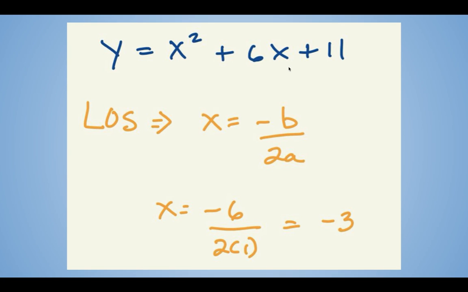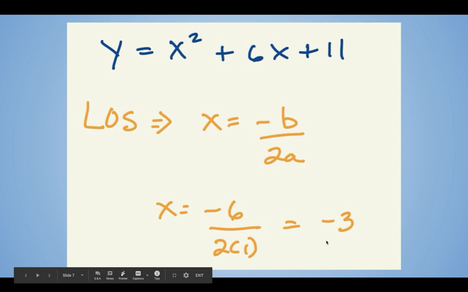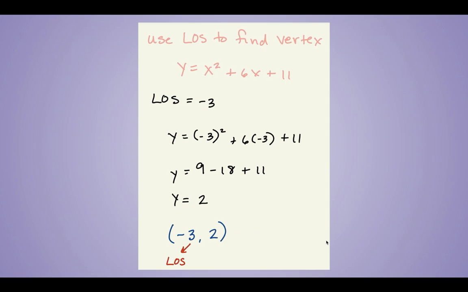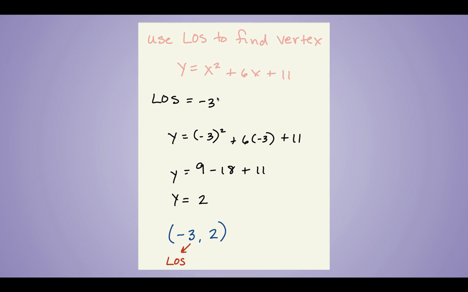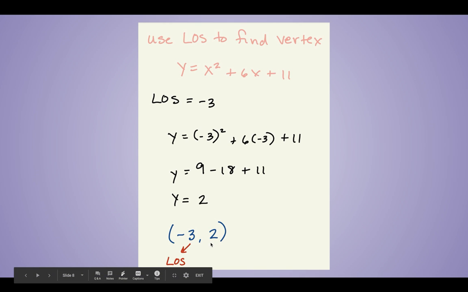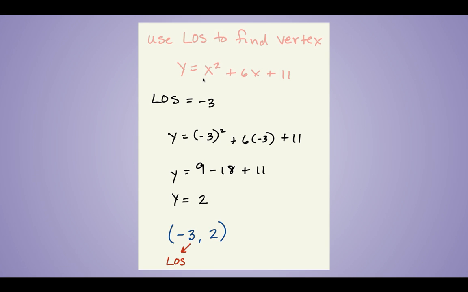I'll find the line of symmetry, the opposite of b, divided by 2a, and I end at negative 3. I will then use that line of symmetry to find the vertex. If the line of symmetry is negative 3, I put that in for x and solve. I end with a vertex of negative 3, 2. Just to review, a is positive, it'd be smiley, so we have a minimum.